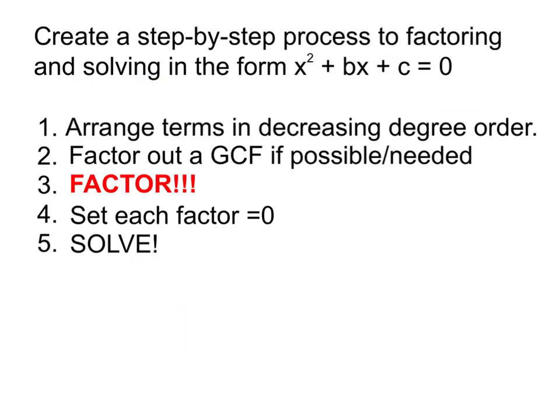So this slide is just simply if you want a step-by-step process. If you're a fan of someone that has steps, you can follow these 5 steps to solve an equation. You want to put the terms in decreasing degree order, so that's the x squared, then the x, then the constant. Find any GCF if possible, factor, set each factor equal to 0, and then you solve. If you like steps, you have 5 steps right there to follow.